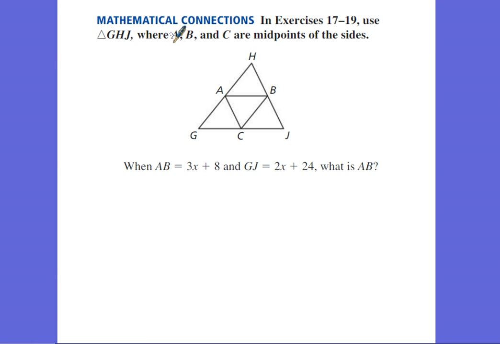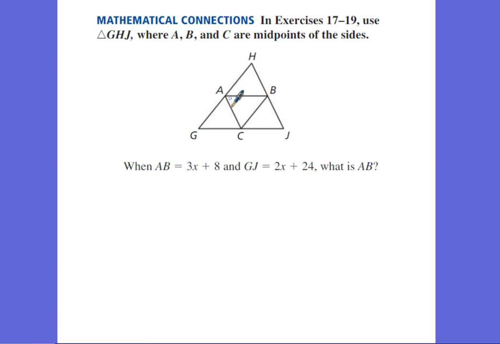It says that in the following triangle, A, B, and C are midpoints. Stop. Why is that important? Because that means that AB, BC, and AC are all mid-segments. All three of them are mid-segments. So what do we know? We know that the mid-segments are half of their opposite side and they're parallel to their opposite side.